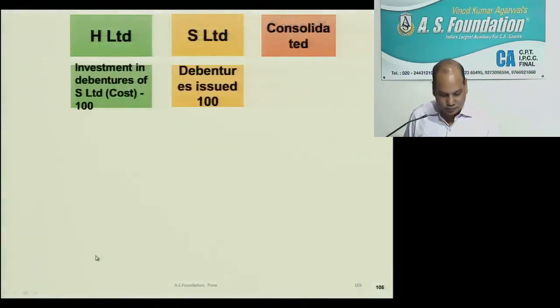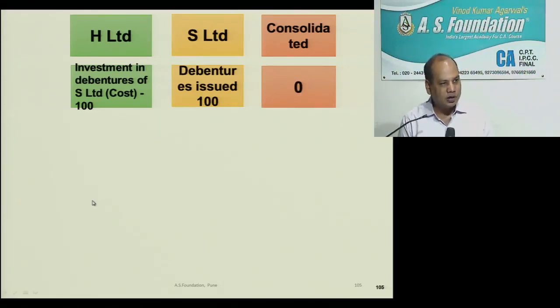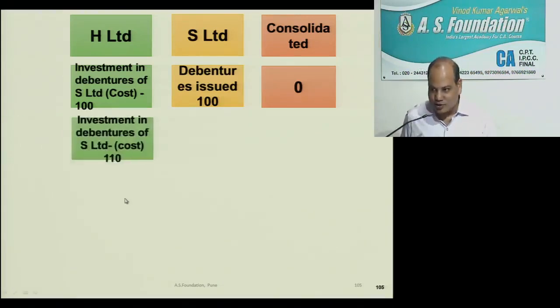Okay, one more chance. Here I need to do some rectification. I will tell you when. Investment in debenture of S Limited. I purchased investment of debenture in S Limited at cost 100 and debentures were issued also for 100. So cancel. It is again like asset and liability. So cancel 100 on each side. Liability cancelled 100. Asset side investment cancelled by 100. This is a group company only. Zero. But the institute may not give you this adjustment.